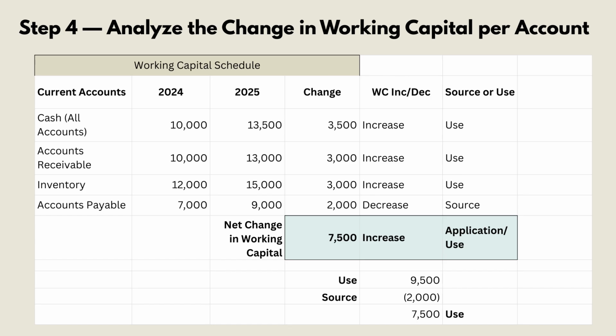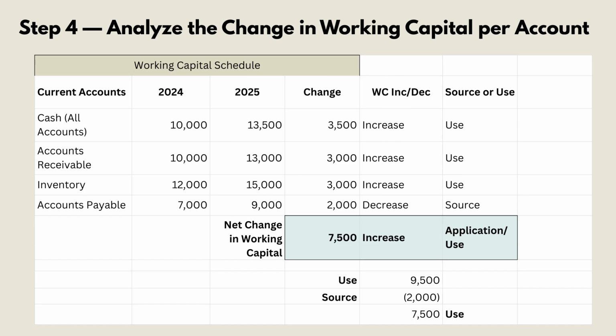Current assets went up, it's a use of funds. Accounts receivable went up by $3,000. It's a current asset that went up, it's a use of funds. Inventory went up by $3,000. A current asset went up, it's a use of funds. Accounts payable went up by $2,000.